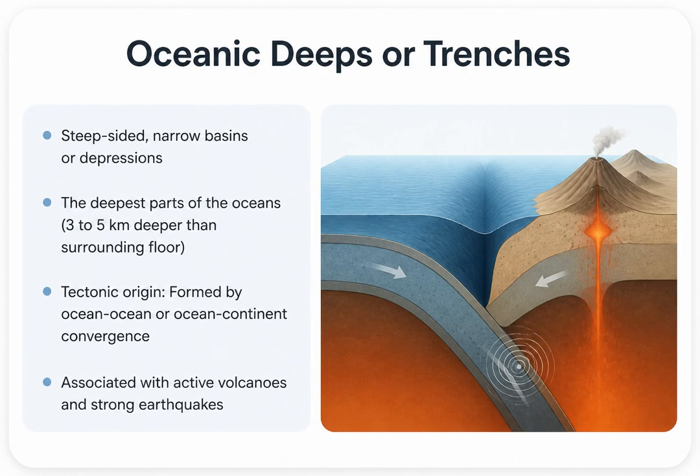First are the oceanic deeps, or trenches. These are steep-sided, narrow depressions that form the absolute deepest parts of the ocean, often plunging 3 to 5 kilometers deeper than the surrounding abyssal plain. Trenches are entirely tectonic in origin. They form at convergent boundaries, where one tectonic plate is being forced or subducted beneath another. Because of this violent crustal collision, trenches are highly active geological zones, closely associated with strong earthquakes and active volcanoes.